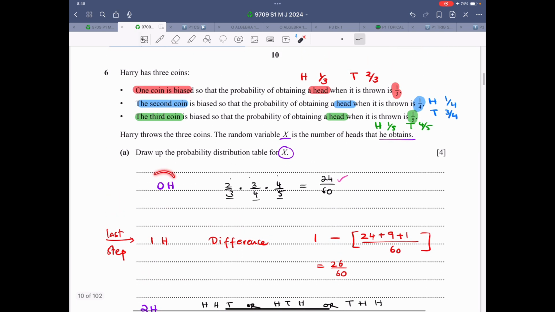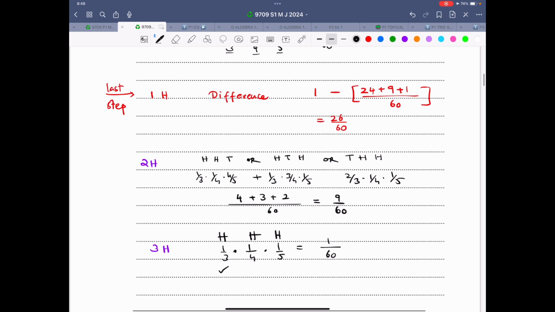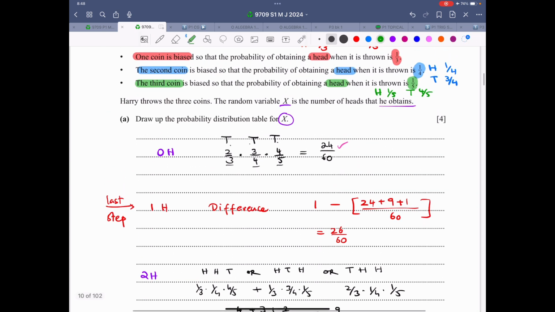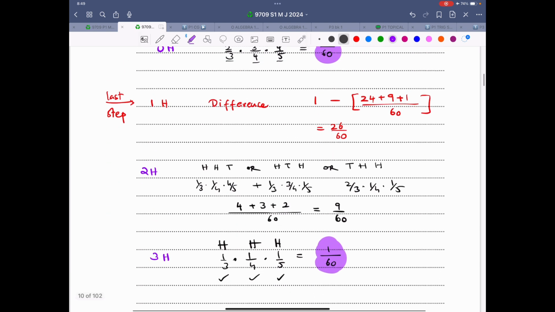Let me calculate the easiest one, 0 head. That means all these 3 are tails. So I'll take this probability 2/3, 3/4, 4/5. I get this answer. The extreme, that is all 3 are heads, that is head, head, and head. So that is 1/3, 1/4, 1/5. That is 1/60. So you get 0 head, that is 24 over 60. You get 3 head, that is 1 over 60.